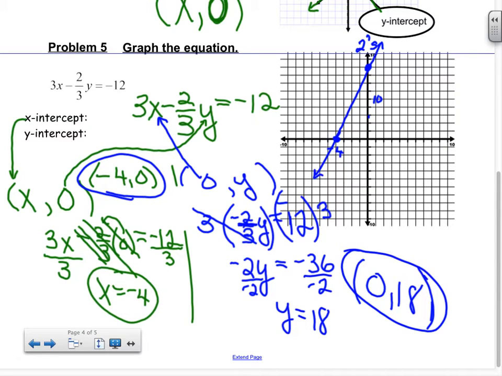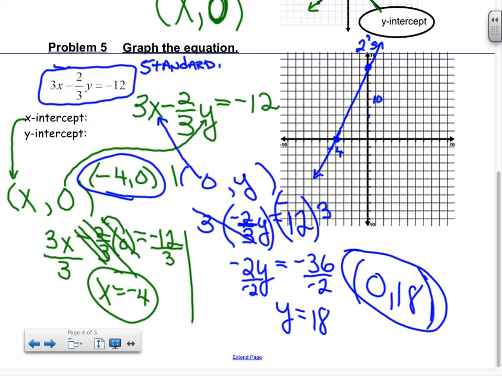That is the x-y-intercept method. You can use it anytime the equation is in standard form. You can also always solve for y, put it in slope-intercept form, and then graph it. That's really simple too, but this is also a very simple method.